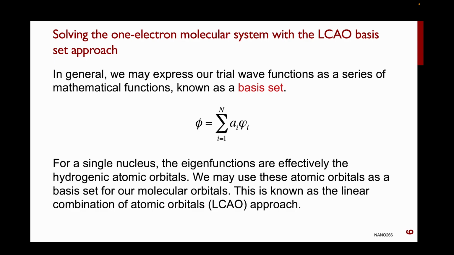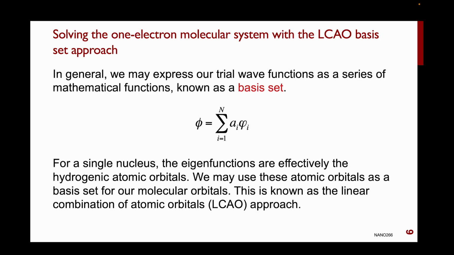Now, usually when we try to solve the stationary Schrodinger equation, what we first need is to come up with some trial wave function. Usually we expand that trial wave function in terms of a series of mathematical functions, and these are what are known as basis sets. In the linear combination of atomic orbitals approach, the mathematical functions we use are basically the atomic orbitals themselves.